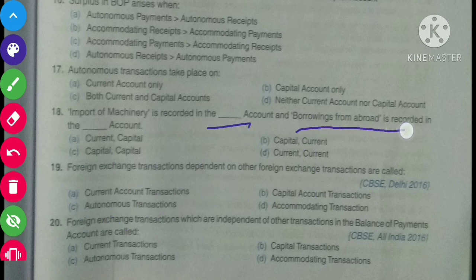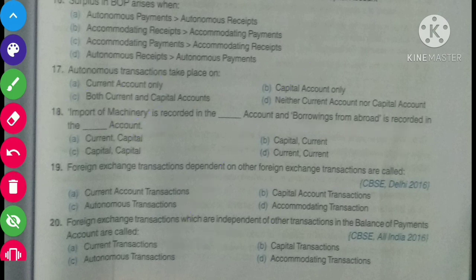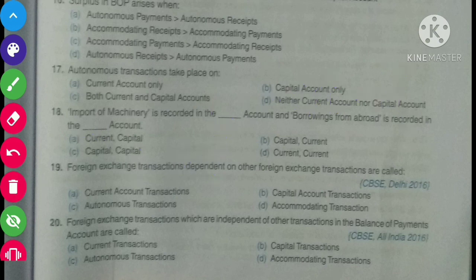And borrowing from abroad, we are borrowing from abroad, so there is inflow of foreign exchange. So its correct answer will be here current account, and it is capital account. So its correct answer will be option A, current and capital account. Option A. Move to next question number 19.